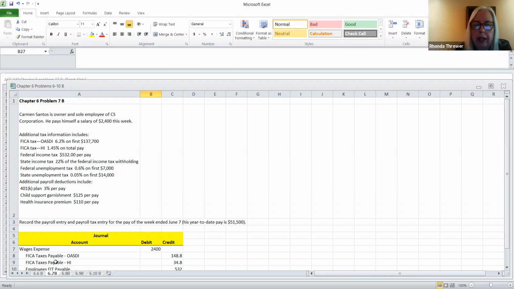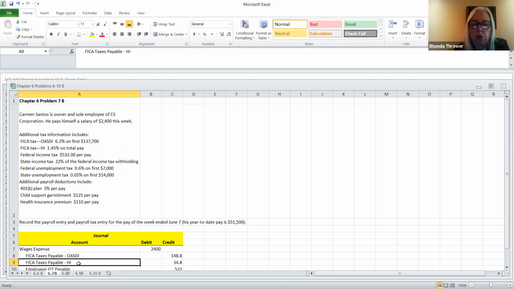We're going to have a credit to the FICA taxes payable for OASDI, which is 6.2% times the $2,400. And that brings you to $148.80. For your HI, we're going to credit the FICA tax payable. Again, we're crediting our liability accounts here. Because we're crediting a liability, we're increasing the amounts that we owe to the government in this case.